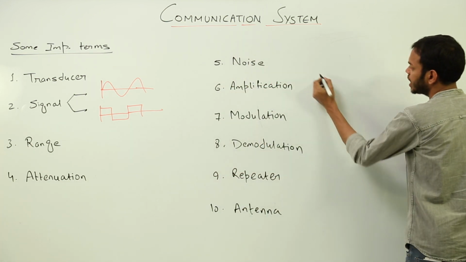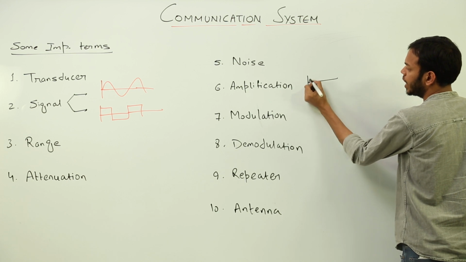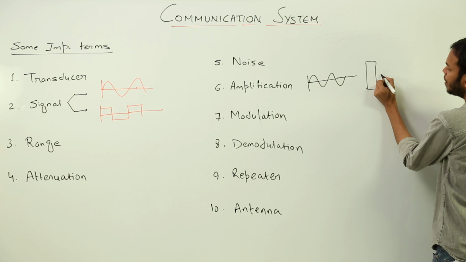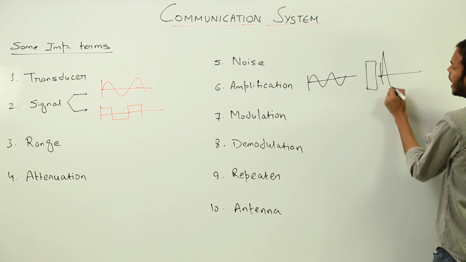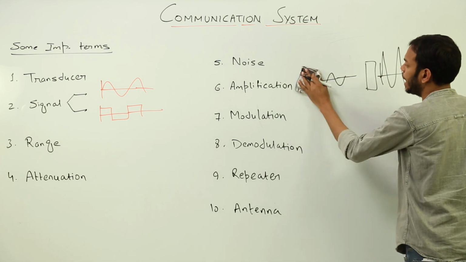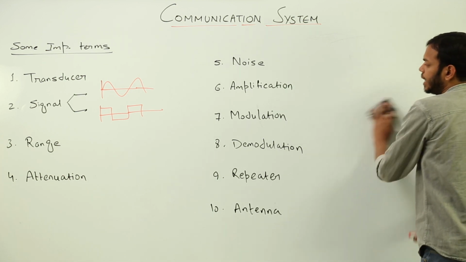Amplification. Amplification means increasing the amplitude. Suppose the incoming wave is like this and we amplify it. This is our amplifier. So the next wave would be higher in amplitude. We have just increased the amplitude. Amplification means increasing amplitude.